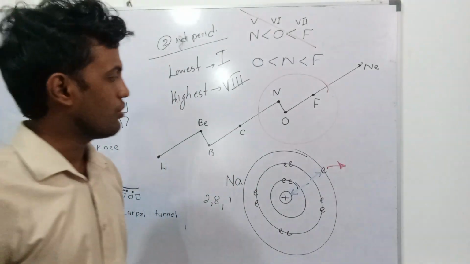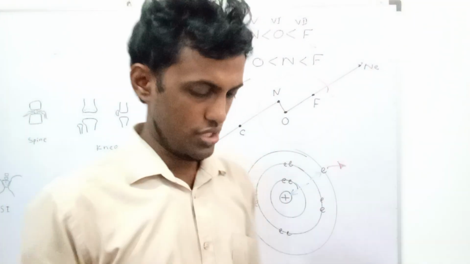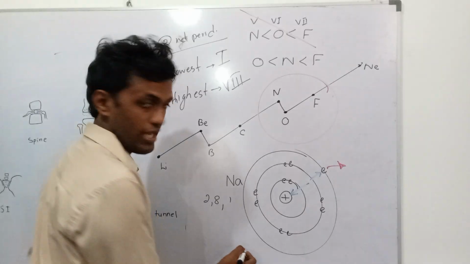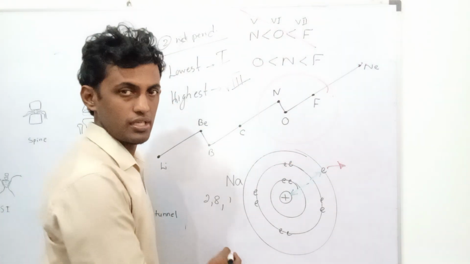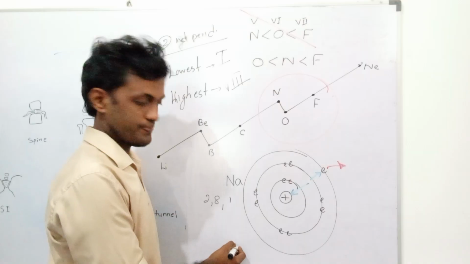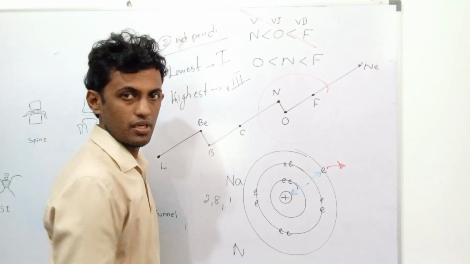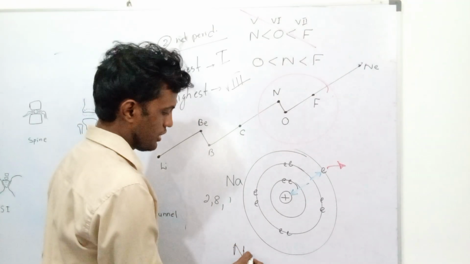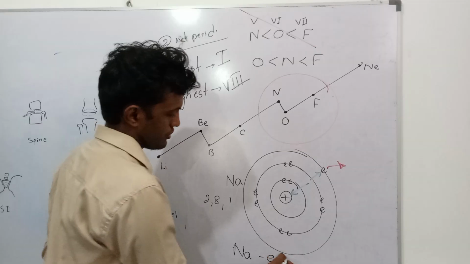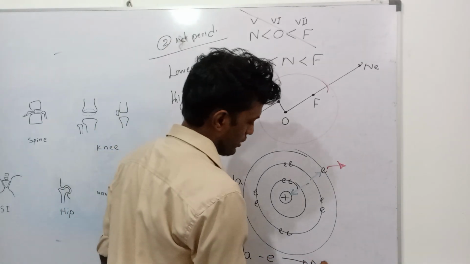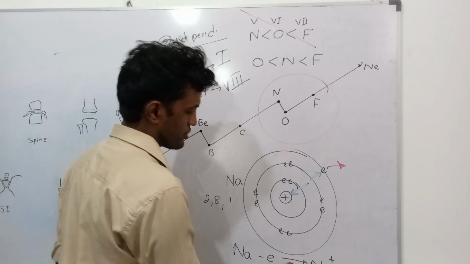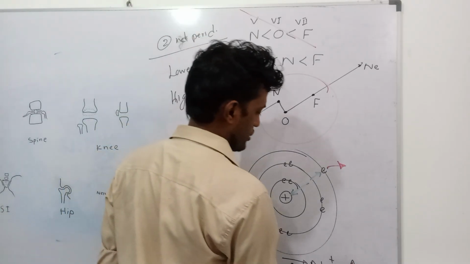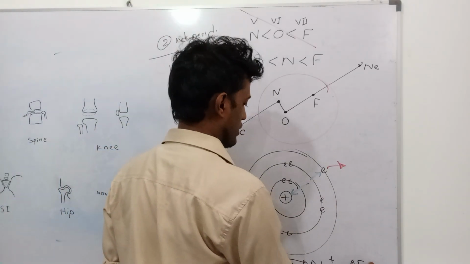That energy we call ionization energy. So we can indicate like this. Sodium removes one electron and creates sodium plus. To do this process, you need to supply some energy. That energy we call delta E here.